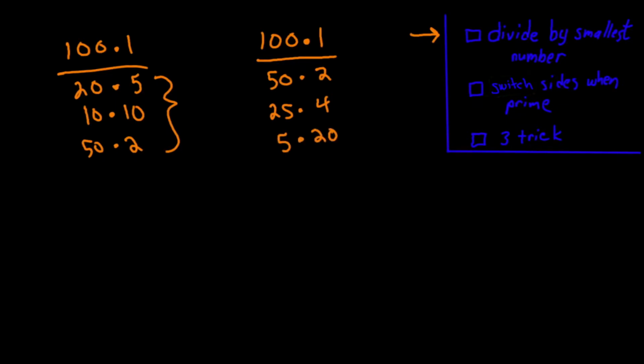Now, this is prime, so we're going to switch. So let's go ahead and switch over to the other side. Oh, and we've been dividing by the smallest number, by the way. So you want to make sure you're doing those things. I don't know if we're going to use the 3 trick yet. Maybe not. So you don't always have to use the 3 trick. But let's go ahead and switch over to the side with the 20. Do the same exact routine. Divide by 2, multiply by 2. Divide by 2, we're going to get a 5. So listen, we are done. These are all the factors of 100.